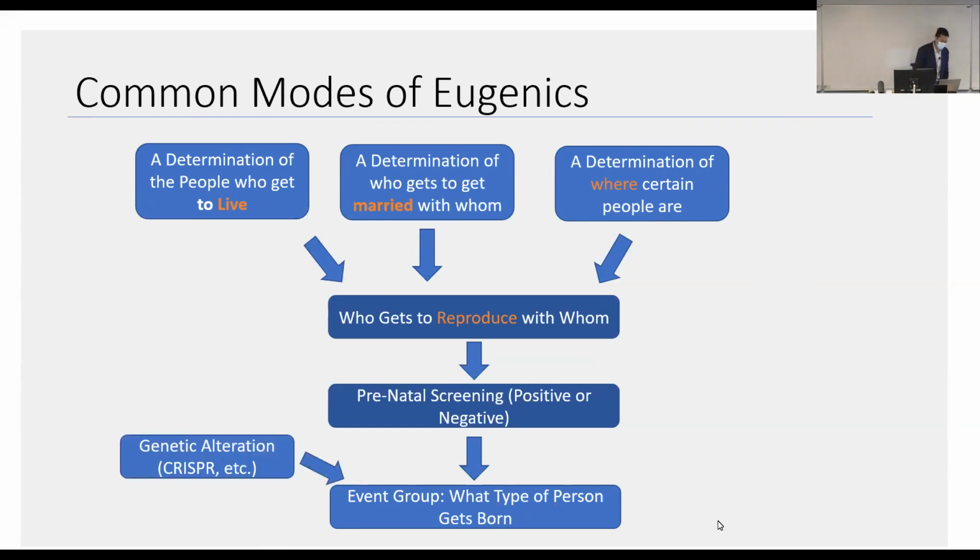However, genetic alterations, stuff like CRISPR, I think, maybe this should be on the same level as prenatal screening. For the reason that it seems to occur after who gets to reproduce with whom. So, suppose you have John and you have Susie, they reproduce, then we've got an embryo, and then maybe you do some genetic alterations to the embryo.